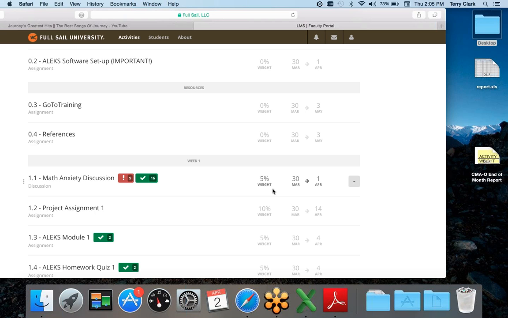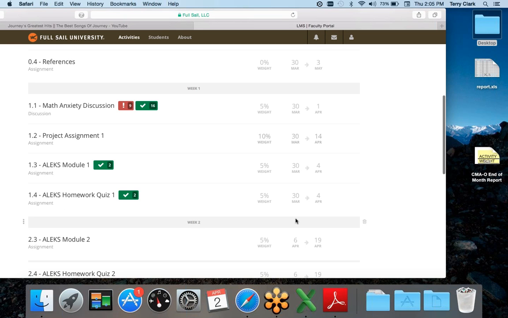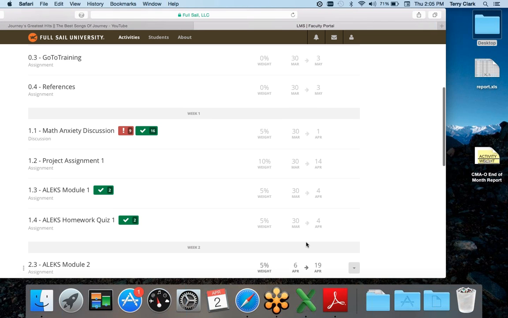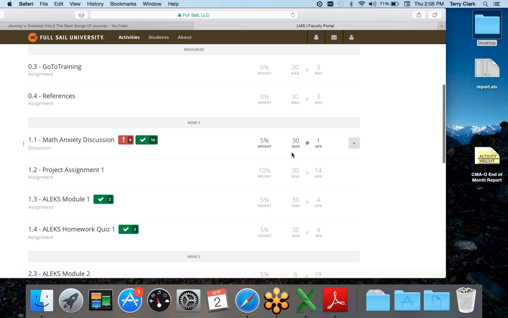The access date to the assignments is the first thing we're going to come across. The access date for project assignment one is March the 30th, which means that's when we can first get to it. For Alex Module 2 in week 2, the access date is April the 6th, which means you can't access it until that date. After the access date, you're going to see the due date. The due date for the math anxiety discussion was April the 1st.